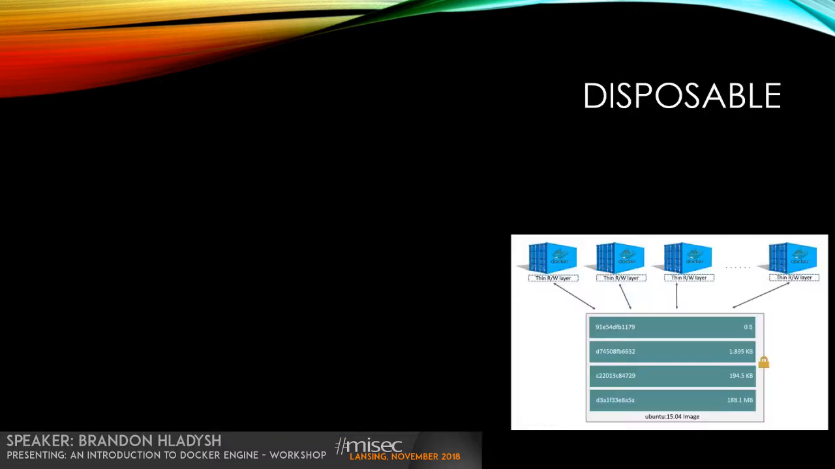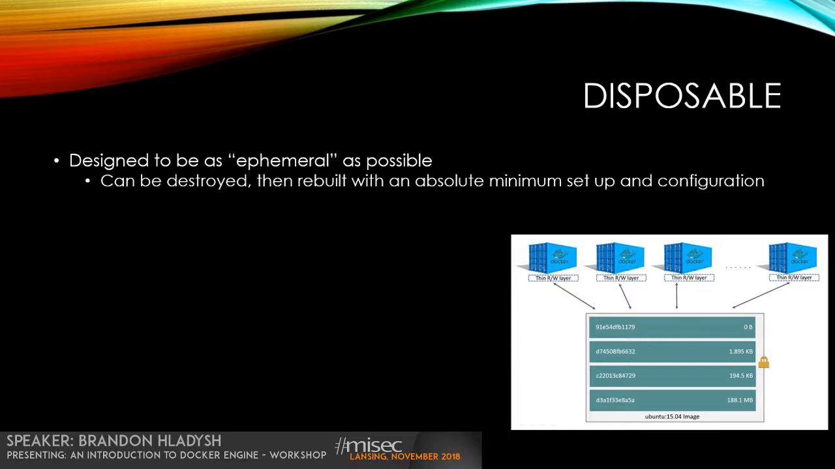All right, so disposable nature. This was the hardest part for myself to wrap my head around how Docker works. So everything is designed to be ephemeral, can be destroyed and rebuilt with absolute minimum setup and configuration, because every new container is based off of an image. So in this diagram here on the right, we have like 4 of the shipping containers up at the top. So those are all of our containers. And then we have 4 layers below it. And those are what is going to be built off of our image.